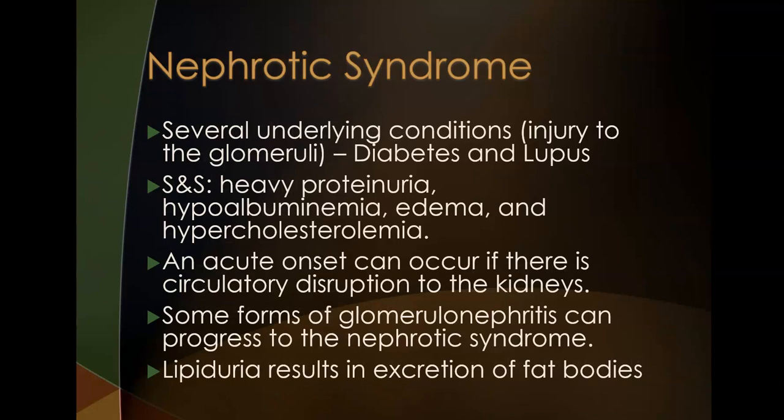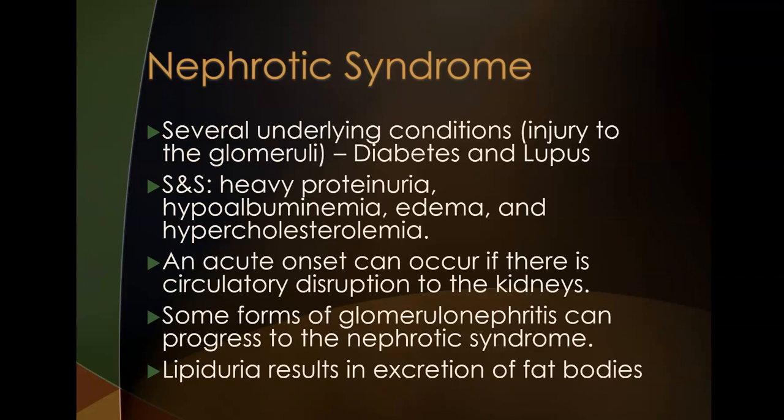Nephrotic syndrome has several underlying conditions, usually due to an injury to the glomeruli, and diabetes and lupus are some of the most common underlying conditions of nephrotic syndrome, and we know how prevalent diabetes is. The signs and symptoms of nephrotic syndrome is heavy proteinuria. So there is a lot of protein in the urine, and that's one of the hallmarks of nephrotic syndrome. This is this massive loss of protein, and it's so massive that it leads to hypoalbuminemia.